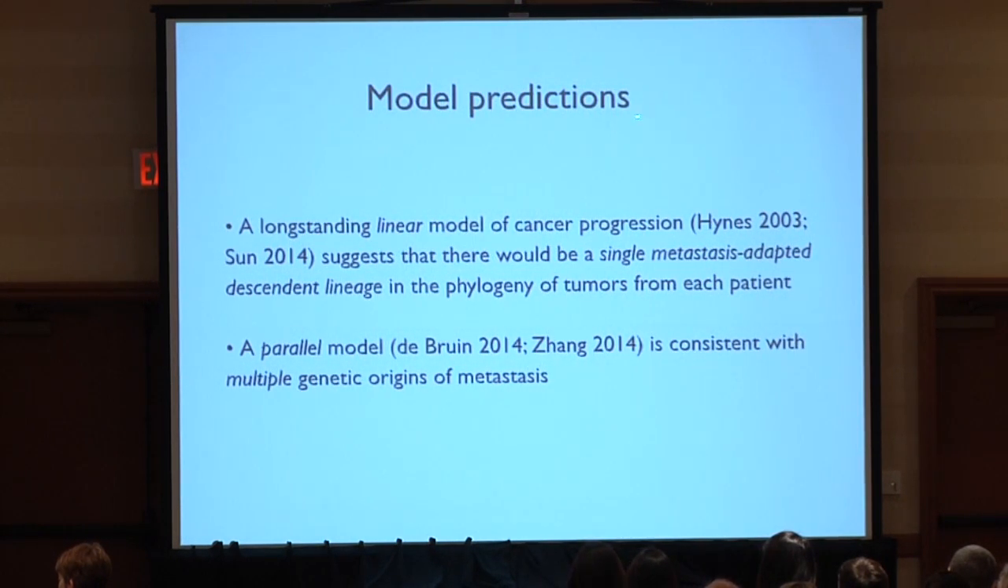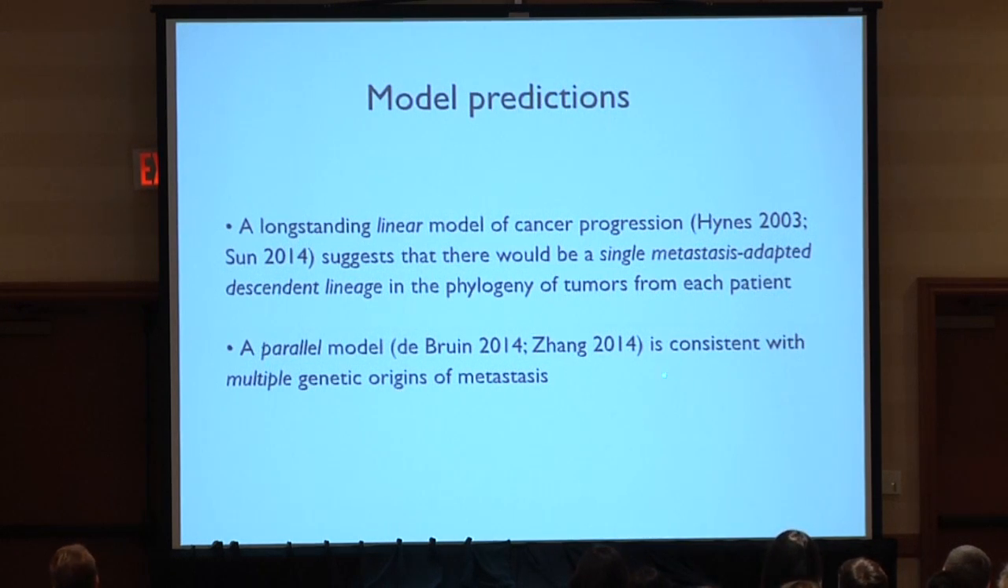The model predictions are that there's a long-standing linear model of cancer progression that suggests that there would be a single metastasis-adapted descendant lineage in the phylogeny of tumors of each patient. That's the classic model of we have a primary tumor that originates, it develops in various ways and changes over time, and then near the end there's a terrible thing that happens, which is metastasis, and that is dependent upon some kind of mutations that occur for metastasis.